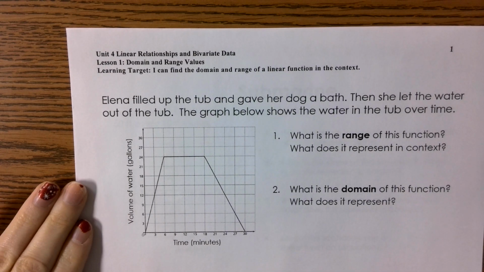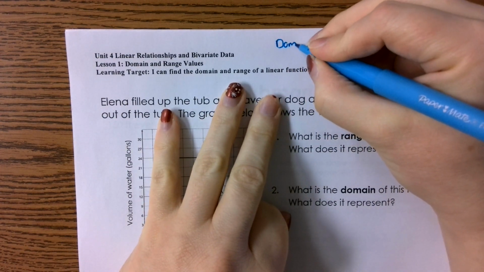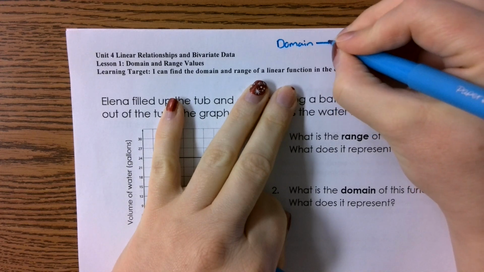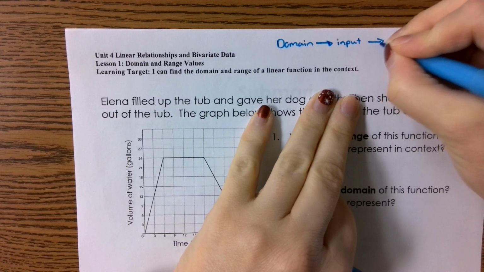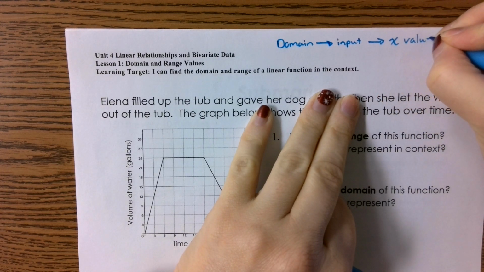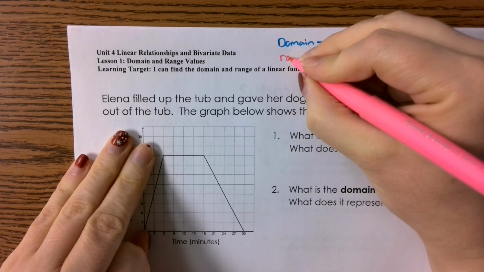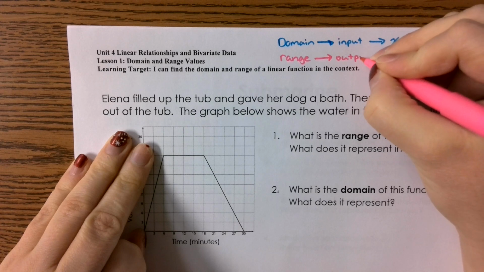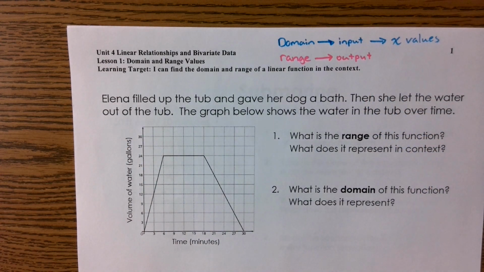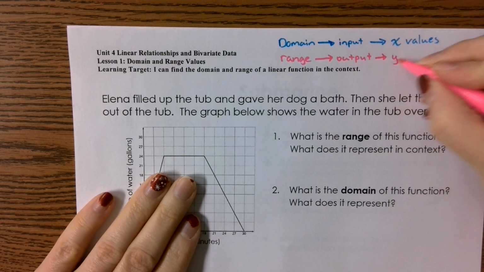Very good, Mason. So up at the top, I want you guys to write down so that you remember that our domain is another way of saying input. And that's just going to be your X values. Okay, so when we are looking at it graphically, we're talking about our X-axis. And then you've got the range, which is the complete opposite. So range is going to be your output. So once you plug your X in, the value that you receive, or that it yields, is going to be your output. And that represents your Y values.